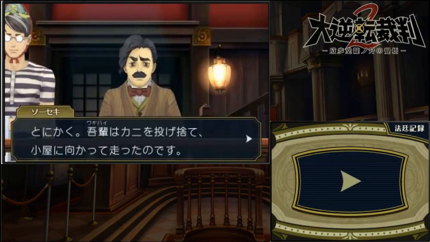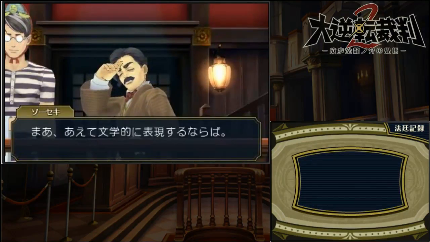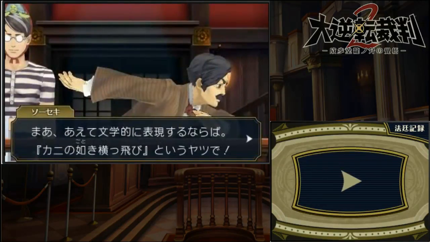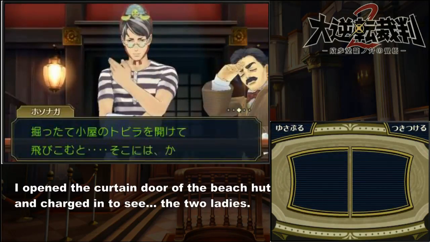In any event, I flung off the crab I had and ran towards the small hut. To express that in literary terms, even the crabs dash sideways. Not Hosonaga, Soseki, please. Who puts these two together, period? These two are like the most weirdest and wildest bunches of witnesses ever.